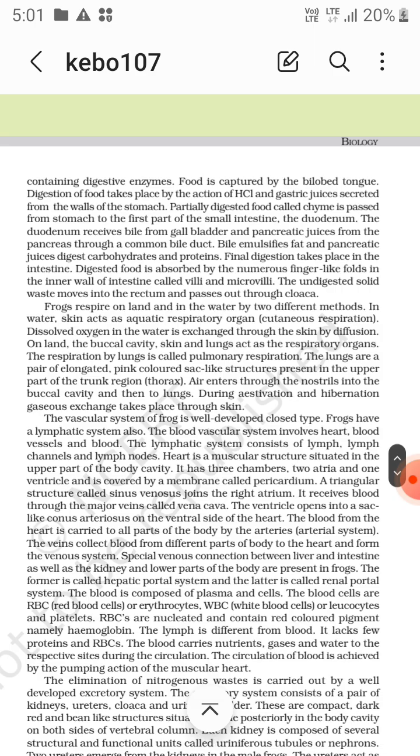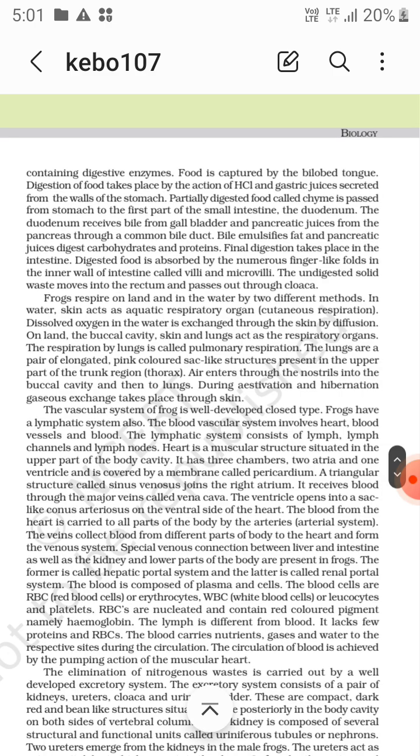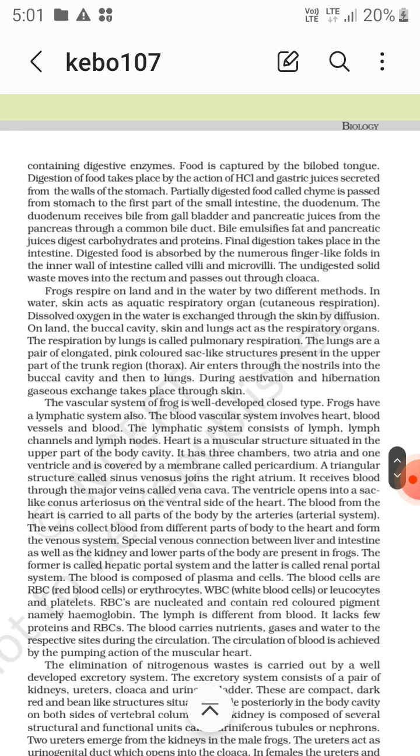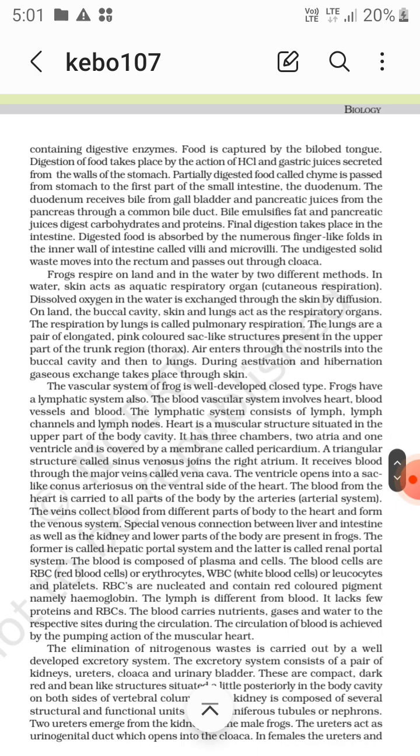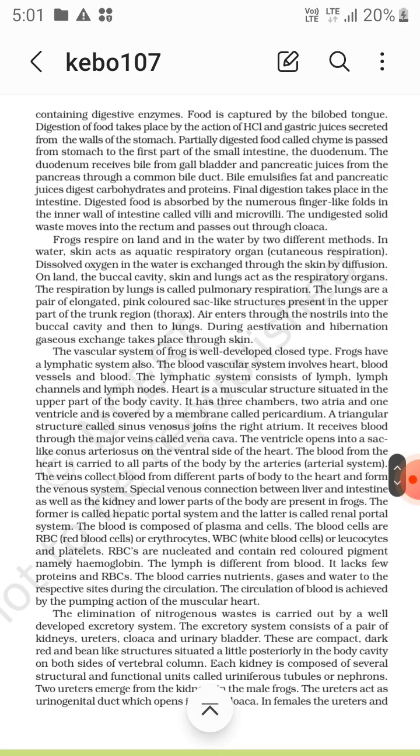Digested food is absorbed by the numerous finger-like folds in the inner wall of the intestine called villi and microvilli. So the inner wall of the intestine has the villi and microvilli. The undigested solid waste moves into the rectum and passes out through the cloaca.